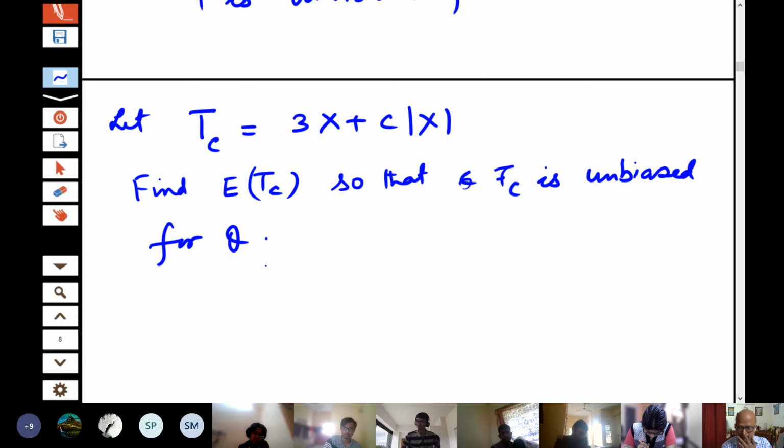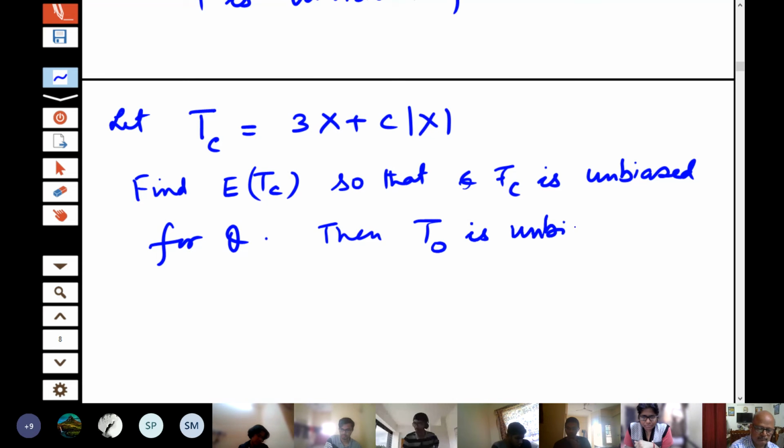So what would be your answer? Sir, what does that mean? Find expectation of TC such that TC is unbiased. That means expectation of TC must be equal to theta. Then shouldn't the C be 0? Yeah, so you should tell that. That's what I was asking. So then T0 is unbiased.